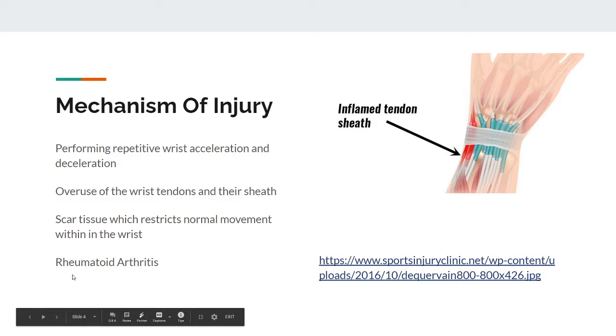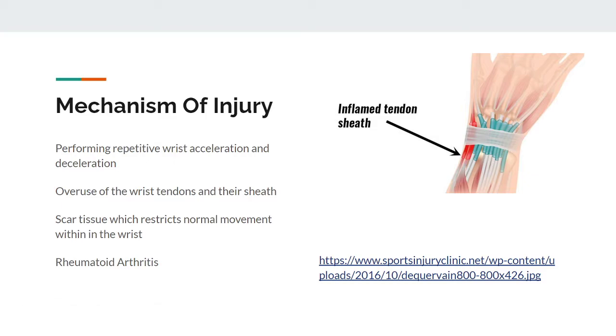Mechanism of injury would be performing repetitive wrist acceleration and deceleration, overuse of the wrist and tendons and their sheath, rheumatoid arthritis, and scar tissue, which restricts normal movement.